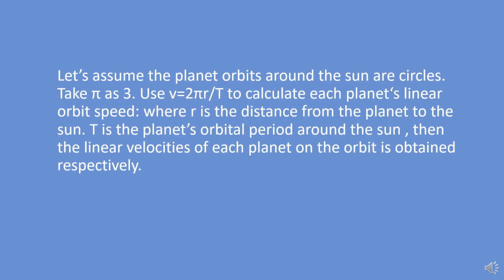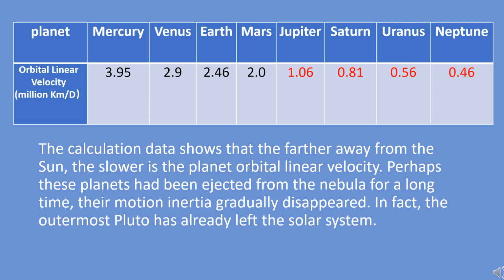If we take the planet orbits around the Sun approximately as circles, and take pi as 3, we use v equals 2 pi r over t to calculate each planet's linear orbit speed. R is the distance from the planet to the Sun. T is the planet's orbital period around the Sun. Then the linear velocities of each planet on the orbit are obtained respectively. The calculation data shows that the farther away from the Sun, the slower the planet's orbital linear velocity. Perhaps these planets had been ejected from the nebula for a long time, and their motion inertia gradually disappeared. In fact, the outermost Pluto has already left the solar system.